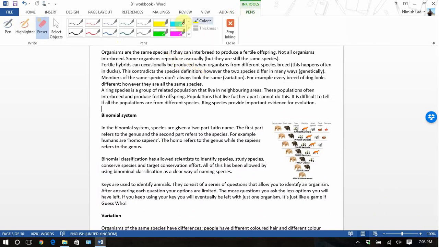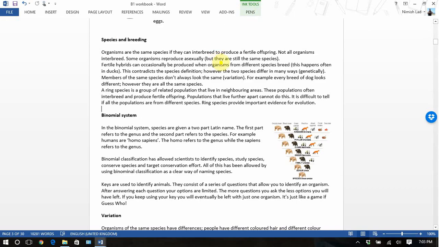So, organisms of the same species can interbreed, and they can interbreed to produce a fertile offspring. Not all organisms interbreed, and some organisms reproduce asexually, so they're still within the same species but with themselves. Fertile hybrids can occasionally be produced when organisms from different species breed. So this happens often in ducks. So different species of ducks can produce a fertile offspring. So this contradicts the definition of species. However, the two species differ in many ways genetically. So in other words, they differ genetically.